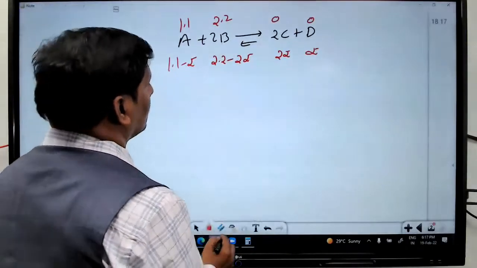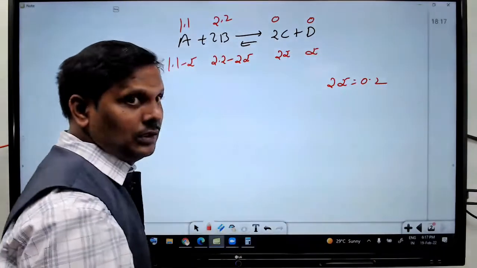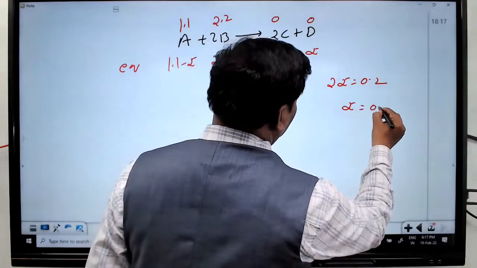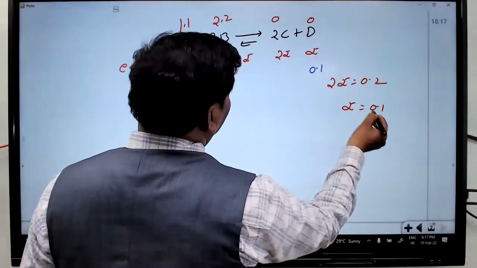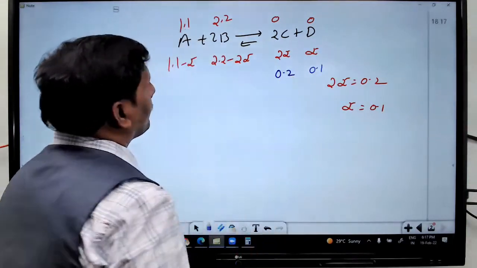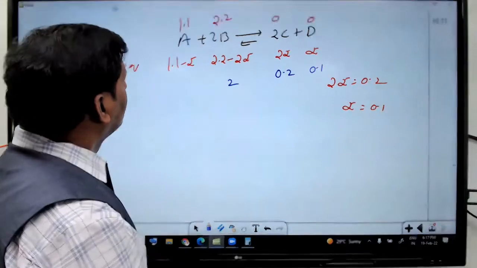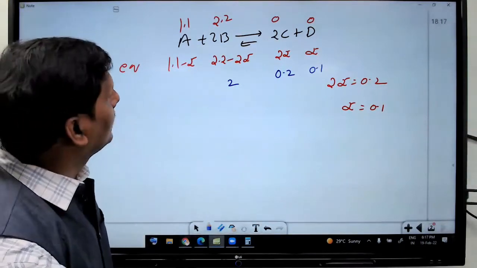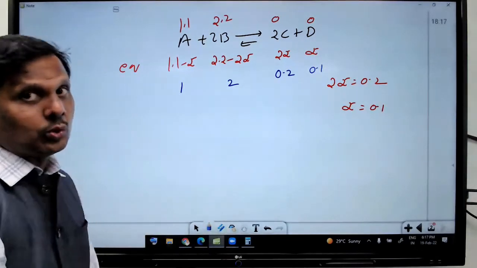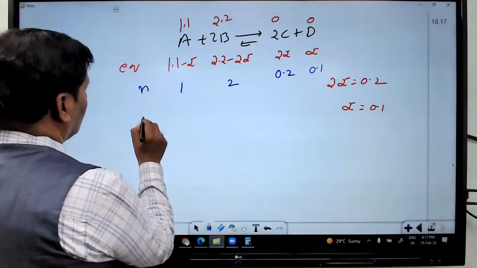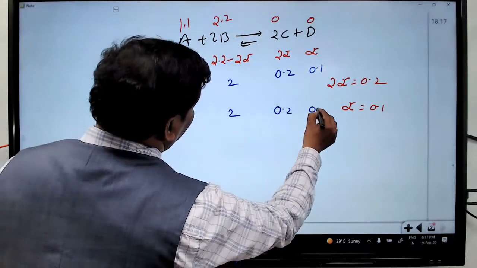That means C is given, 2 alpha is equal to 0.2. Alpha is equal to 0.1. Very simple, this is given data. 2 alpha is 0.2. 2.2 minus 0.2 is 2. 1.1 minus alpha, 0.1, is equal to 1. But 1 liter vessel is given, no need to go for concentration. Number of moles by volume is also the same because 1 liter: 1, 2, 0.2, 0.1.